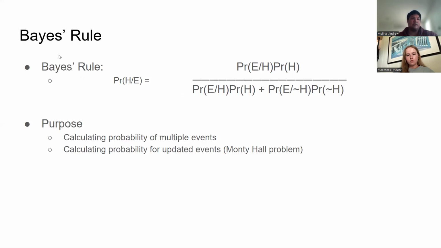our next slide. Bayes' rule is the probability of H conditional upon E, which is equal to the probability of E conditional upon H times the probability of H over the probability of E conditional upon H times the probability of H plus the probability of E conditional upon not H times the probability of not H. The purpose of Bayes' rule can be to calculate the probability of multiple events or calculating the probability that events can be updated, similar to the Monty Hall problem.